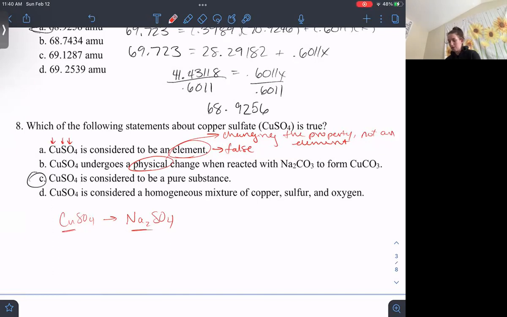Yes, so physical changes would be, if we said copper sulfate undergoes a physical change when boiled. We know that if something is boiling, it's just going to the gaseous state. And so the formula is not changing at all. So it looks the same, just a physical change. Good question. Anything else about chemical and physical changes?